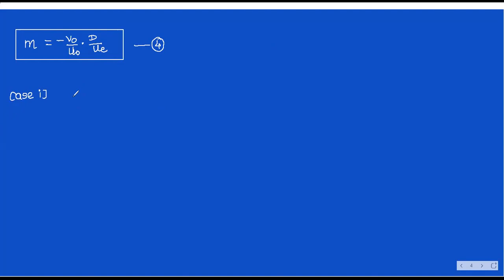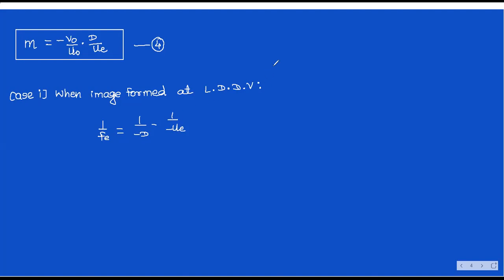Case 1: when the image is formed at the least distance of distinct vision. LDDV means what? Least distance of distinct vision. So let's use the formula 1 by fe is equal to 1 by minus d, because this is the image formed, minus 1 by minus ue.